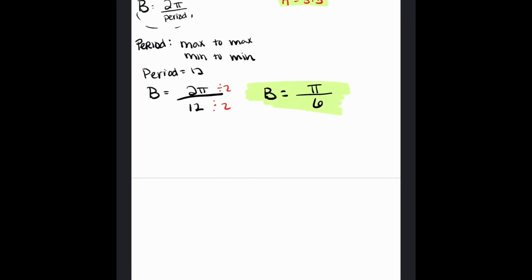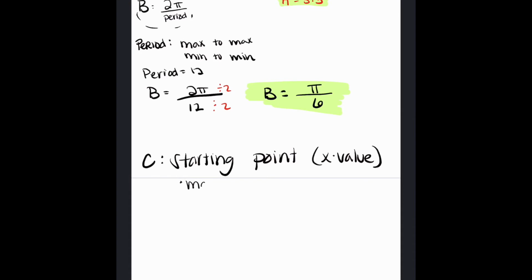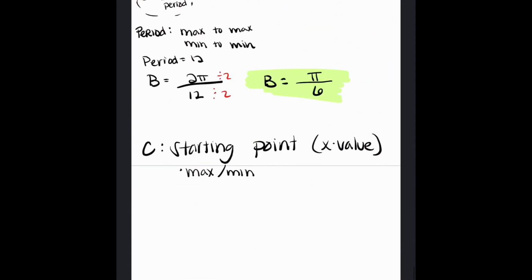Okay, next is to find C, and C, if you recall, is your starting point. And it's the x value of your starting point. Remember, you can start either at a max or a min, or at an intersection with the midline, but we will get to that later because we haven't even found the midline yet. So starting at a max or a min will make the graph a cosine graph, which is what we wanted. If you recall from earlier in the semester, depending on where we started, our starting point decided whether the graph was cosine or sine. Max or min automatically means your graph is a cosine. So that's what we're going to have here.